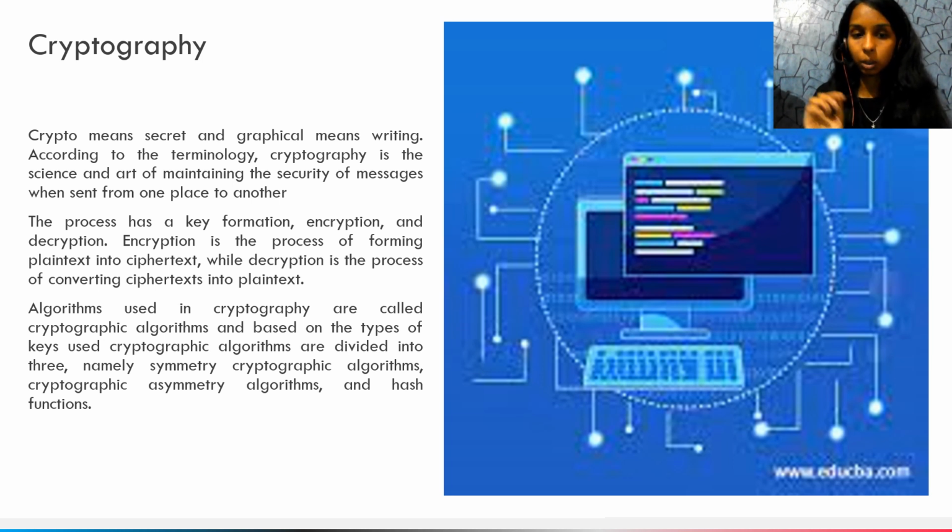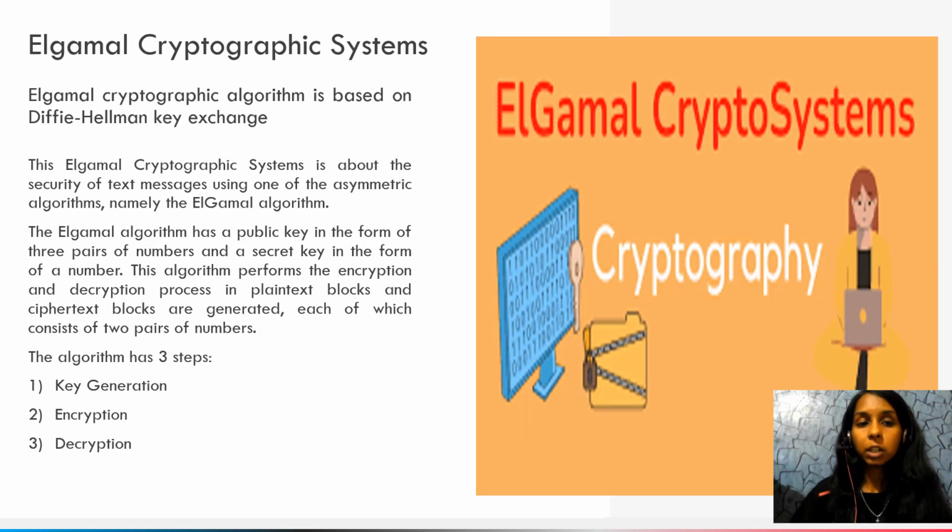Algorithms used in cryptography are also called cryptographic algorithms, and based on the types of keys used in cryptographic algorithms, they are divided into three types, namely symmetric cryptographic algorithms, non-symmetric cryptographic algorithms, and hash functions. So we'll see what is the ElGamal cryptographic system. The ElGamal cryptographic system is based on Diffie-Hellman key exchange, and it provides security of the text message. The algorithm used is an asymmetric algorithm, called the ElGamal algorithm.